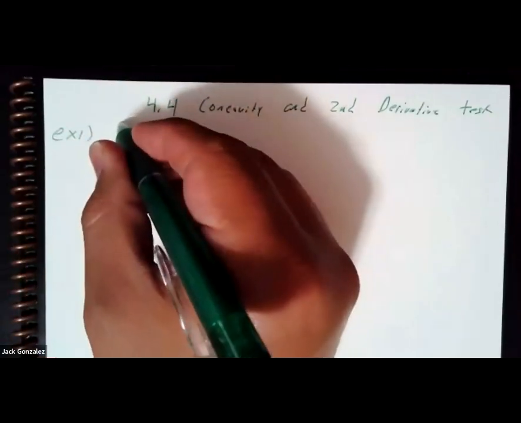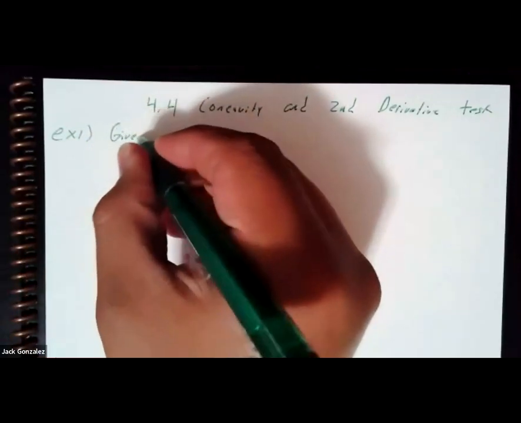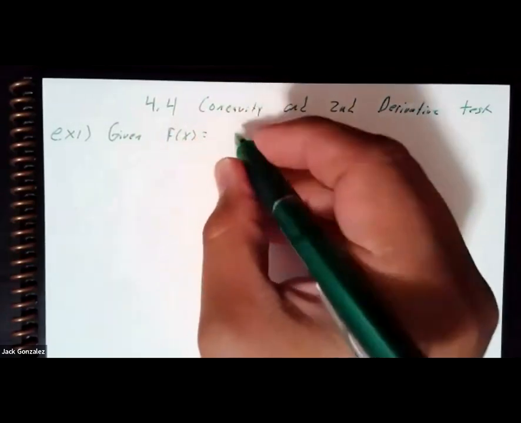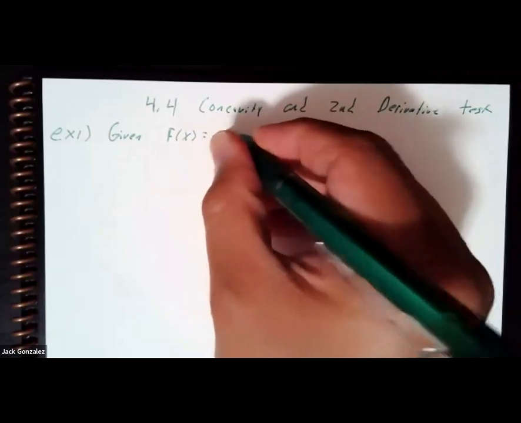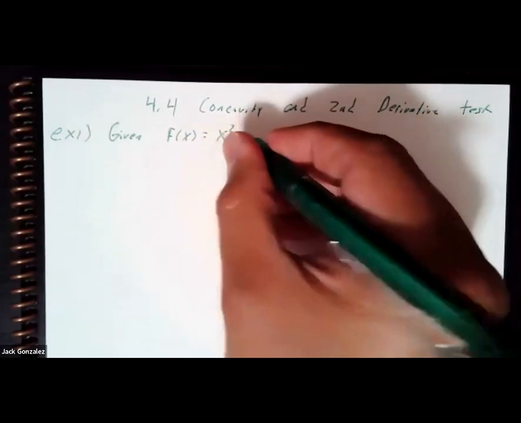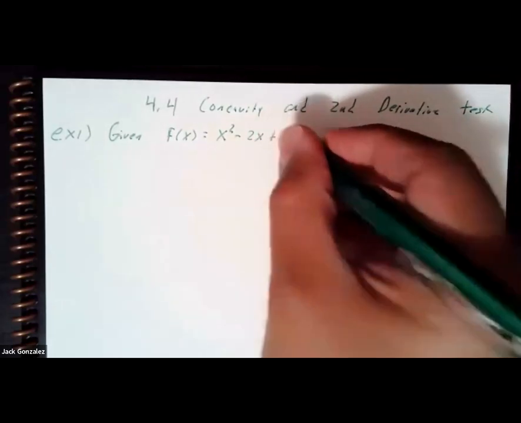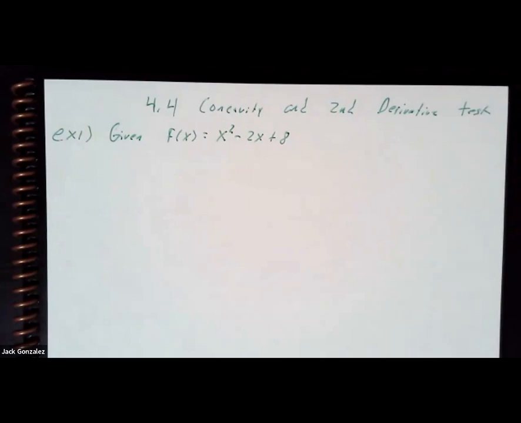Example 1. Given f of x equal to x squared minus 2x plus 8. Now, we probably already know the answer. That's not the point, right? We know that this is going to be a minimum. You see that?